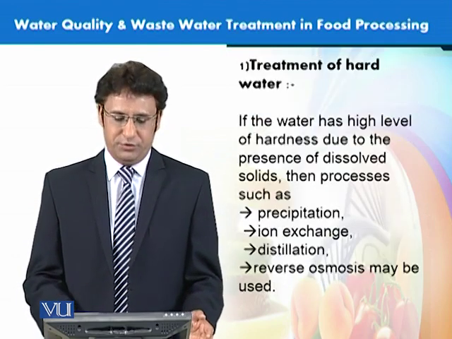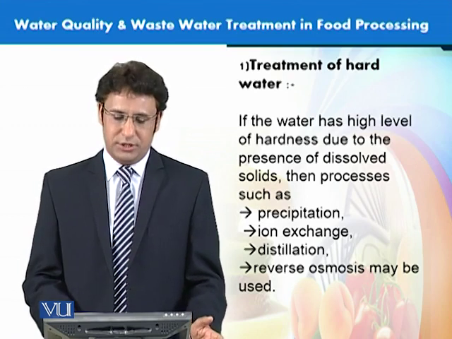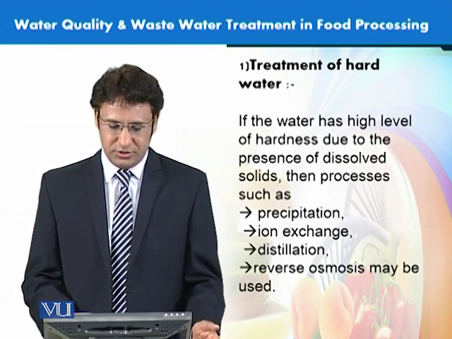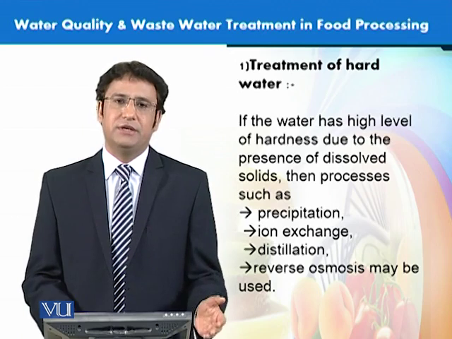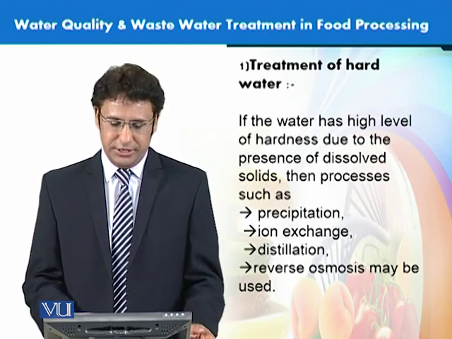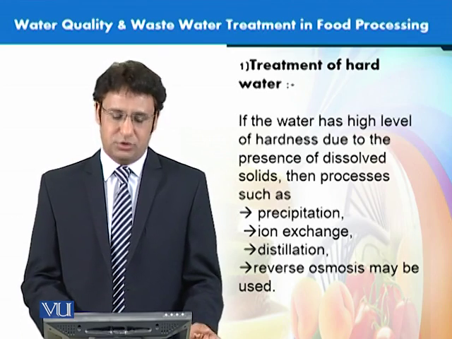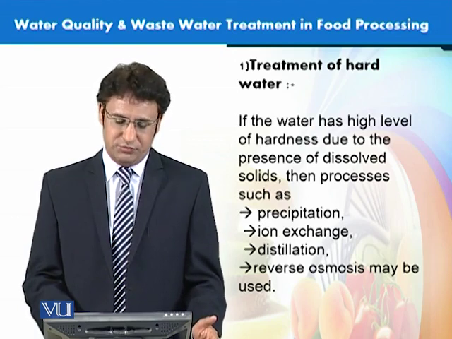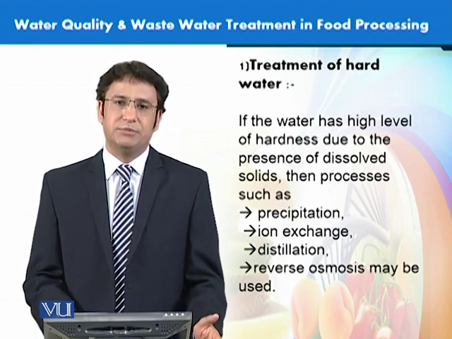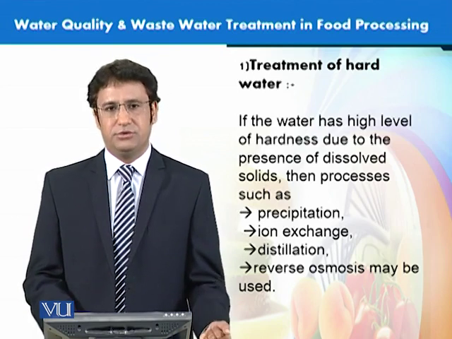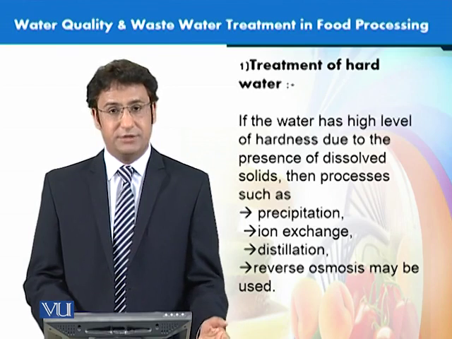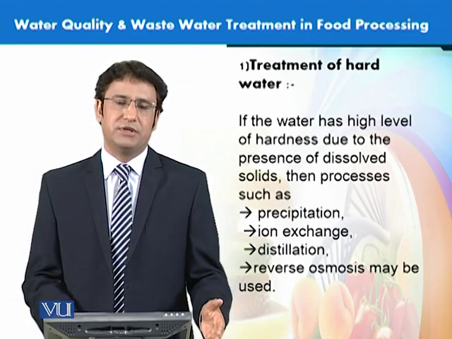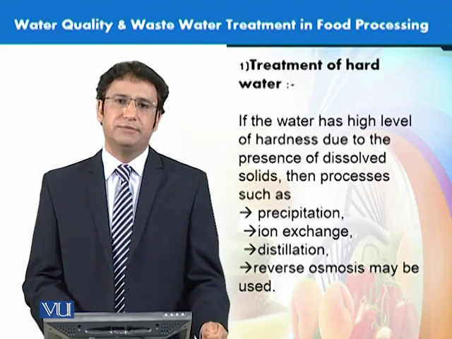Talking about the treatment of food water, hard water, we have to look at the mechanism by which we treat different kinds of water. We might have groundwater or available water that is hard in nature due to the presence of different salts and solids. The process involved for treatment of hard water involves steps such as precipitation, where we try to precipitate the excessive salts present in water. Then ion exchange is used to selectively remove specific mineral salts from this water.